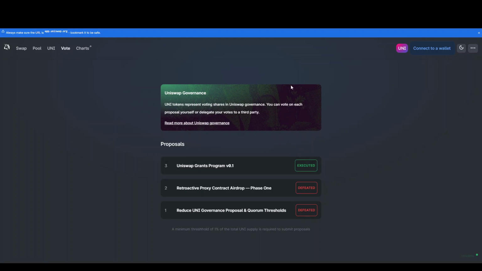So essentially, Uniswap's governance is consisted of these UNI tokens, which represent a right to vote. For example, retroactive proxy contract airdrop phase 1 was defeated because most of the token holders for Uniswap didn't want this to happen. So without further ado, I think it's time to go and move on to the technicals, because we've discussed pretty much everything this coin has to offer.